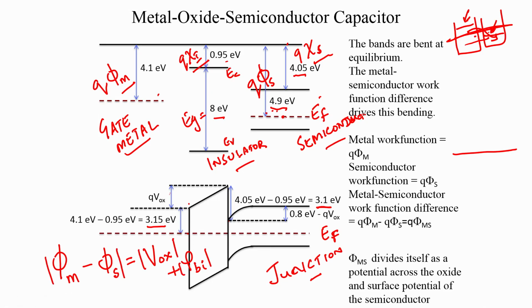Okay. So, this work function difference has led to a drop of Vox across the oxide. That is why you see that there is some electric field in the oxide. And the remaining, which is 0.8 electron volt minus Q Vox, is the energy difference between the bulk conduction band and the conduction band energy near the interface. Okay. So, this is what happens when you form the metal insulator semiconductor junction.